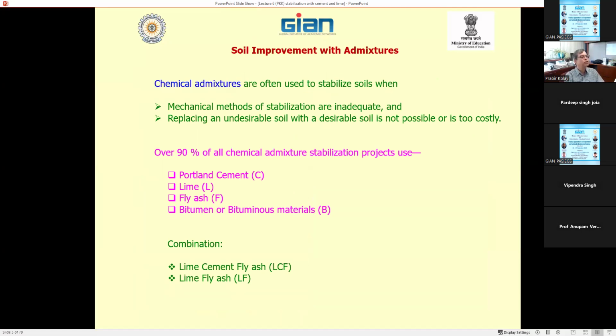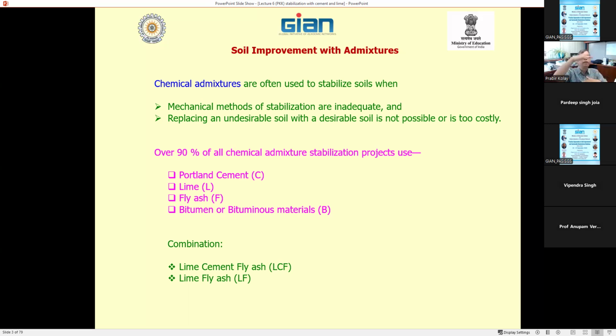Soil improvement with admixtures, obviously we need to add some chemicals into the soil. Basically, you need to add some type of admixture. Most of the time, we use ordinary Portland cement, or lime, or fly ash, or bitumen, or any other material. Chemical stabilization mixtures are used when the mechanical method of stabilization is inadequate. When mechanical methods are not working, you can use this. Or when replacing an undesirable soil with a desirable soil is not possible or is too expensive, you need to use soil stabilization.